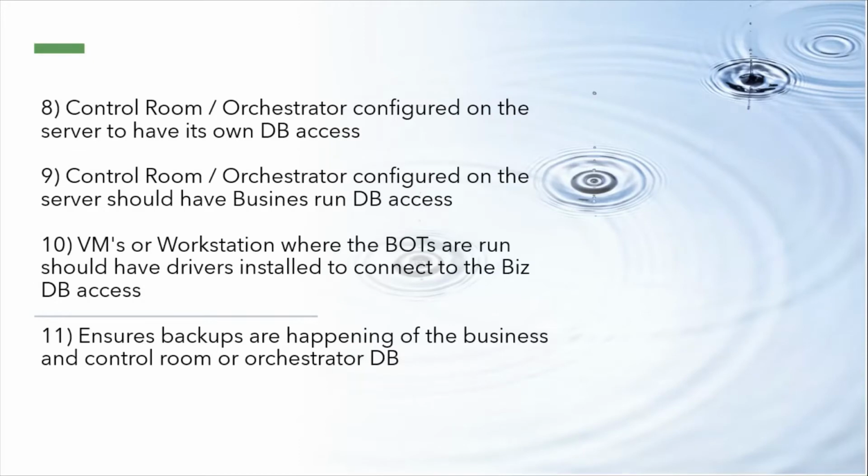Now here, the control room or the orchestrator configured on the server to have its own DB access. Now when you're installing the control room or the orchestrator the first time, you predominantly have all the accesses set up, but it is better to have a checklist wherein you can daily check if the accesses are available. In case there is any downtime or any disconnect, immediately have an IT request or a ticket raised. Because if you're running bots and suddenly you identify that the database connected to the orchestrator or the control room is disconnected, then the bot repositories would go on toss. So that's one critical thing.